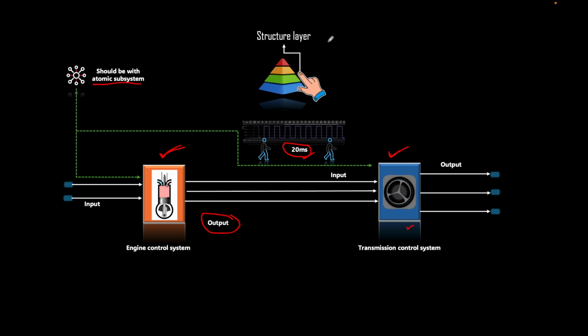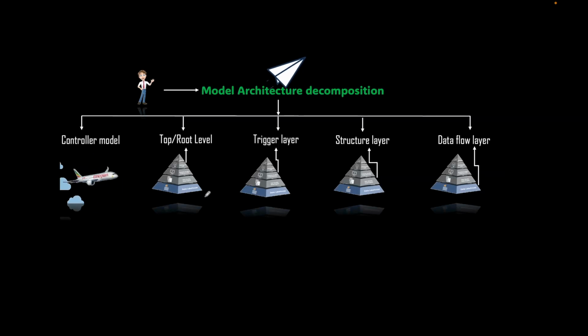So basically in the structure layer you will be defining how your system should be at a little higher level, because after this layer you will be designing everything in the basic Simulink blocks. So let's jump into the next layer and see how the layers are organized. We have now covered the root level layer, the trigger layer and the structure layer. Now we will come to the data flow layer.